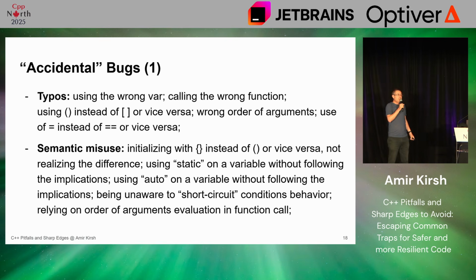Typos, like for example single equality instead of double equality. Semantic misuse means that we thought that we're using the right thing, but it's not the right thing because it doesn't work as we think. And again, it's not coming from requirements, it's the way that we use the language.